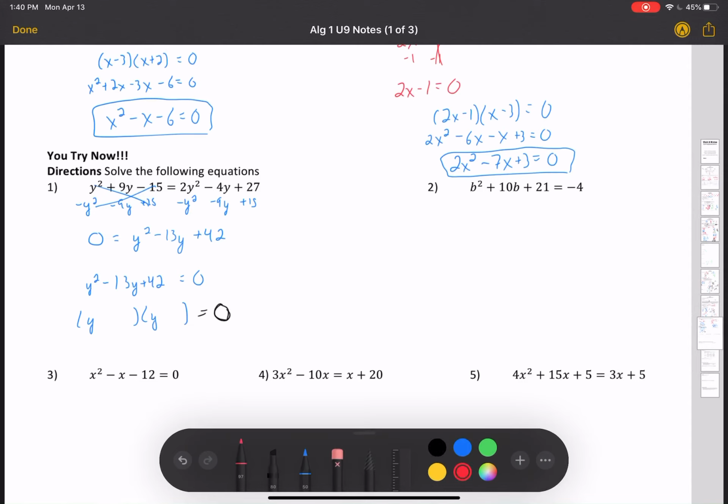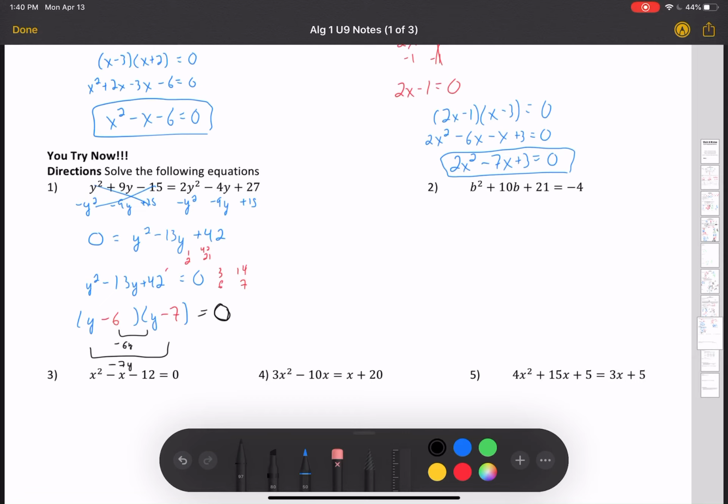Okay? Now we're looking for two numbers that multiply to give me 42. We have a couple options here. We got 1 and 42, 2 and 21, 3 and 14. 4 doesn't go into it, 5 doesn't go into it, and 6 and 7. So hopefully we're getting a little faster with our factoring. We'll see that it's y minus 6 and y minus 7 because our inners and our outers need to add to give me negative 13y. So negative 6y minus 7y is going to give me negative 13y.